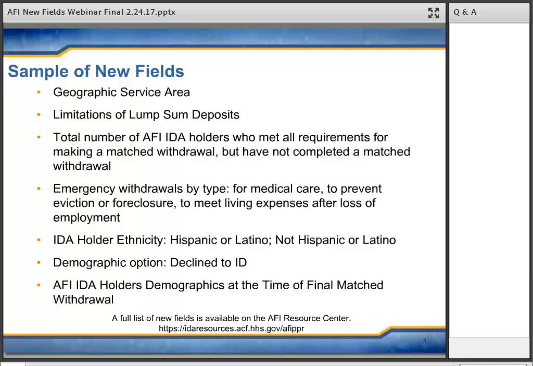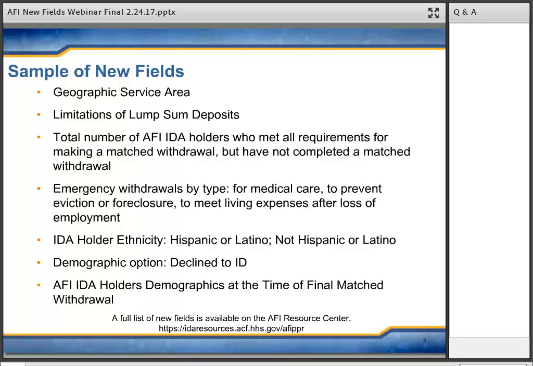So that includes the geographic service area, the limitations on lump sum deposits, total number of AFI IDA holders who met all requirements for making a matched withdrawal but have not completed a matched withdrawal yet, and emergency withdrawals by type. In the older reports, it was all lumped together, but now it's broken out by type. So for medical care, to prevent eviction or a foreclosure, and to meet living expenses after loss of employment. Also, IDA holder ethnicity, Hispanic or Latino, not Hispanic or Latino, is a new breakout in the ethnicity and race categories. The demographic option declined to ID, and the AFI IDA holder demographics at the time of final match withdrawal.